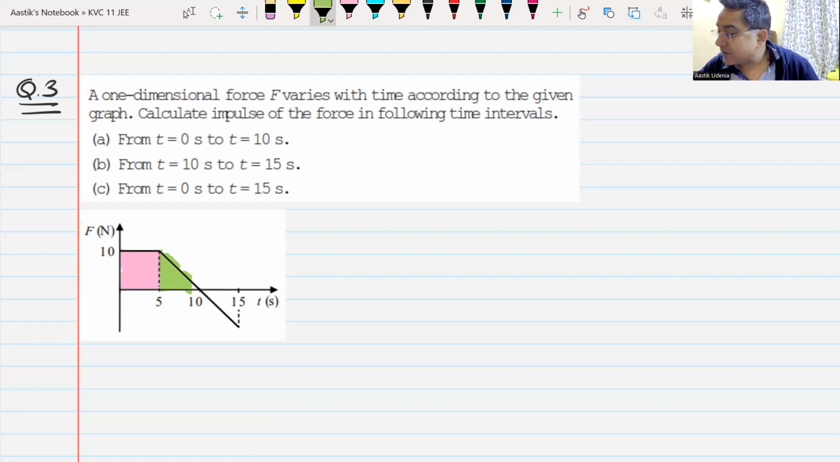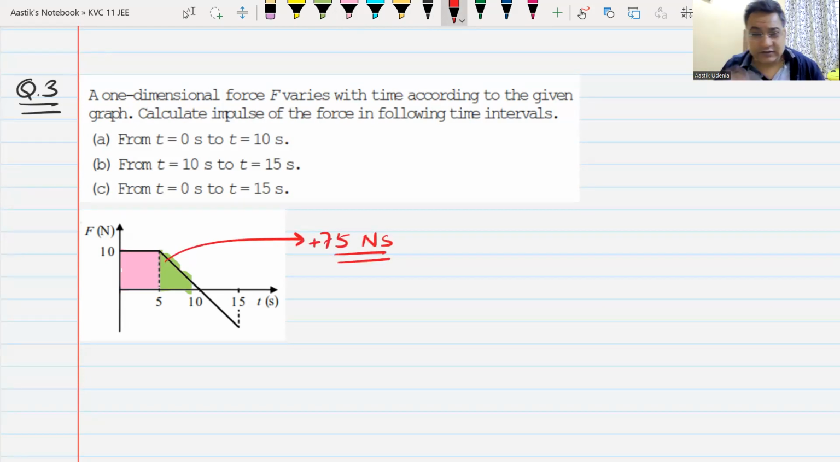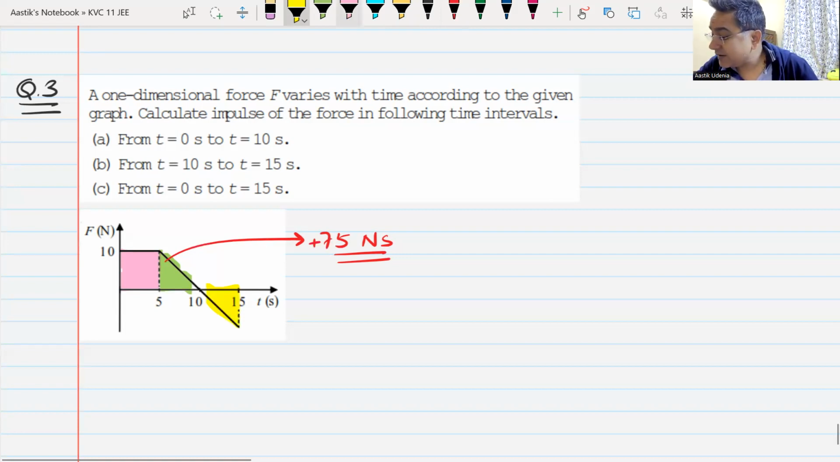So what is the area of this part? Complete area of this part? 75 Newton second. Yes or no? Yes, sir. I will call it plus 75 Newton second because it is above the x-axis. Then you have to find out the area of this part. That's 25 Newton seconds. I will call it minus because it is below the axis. Yes or no?